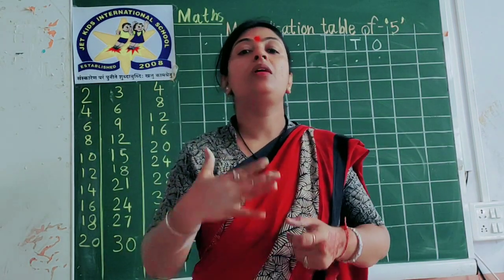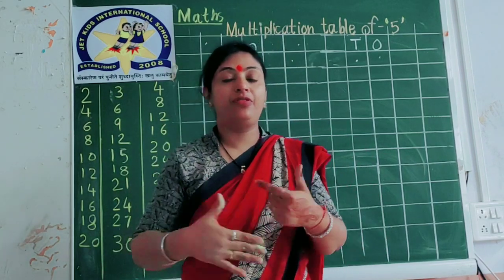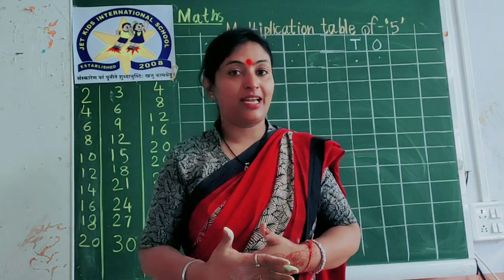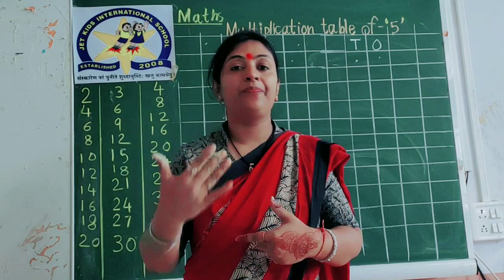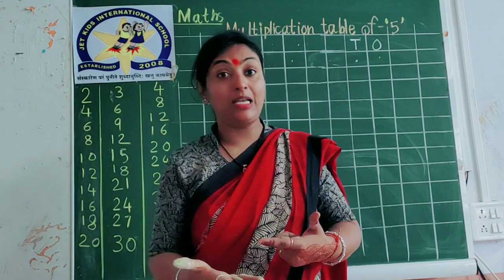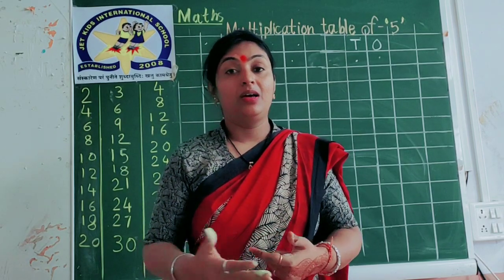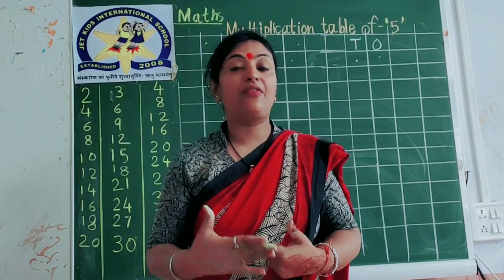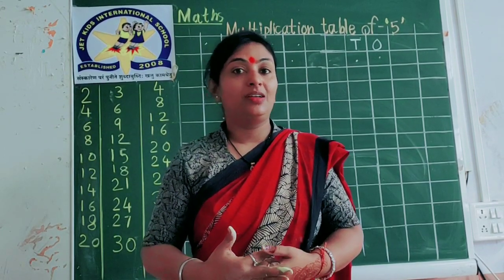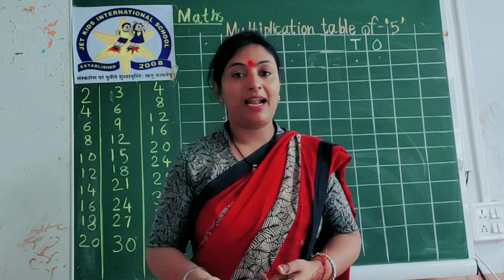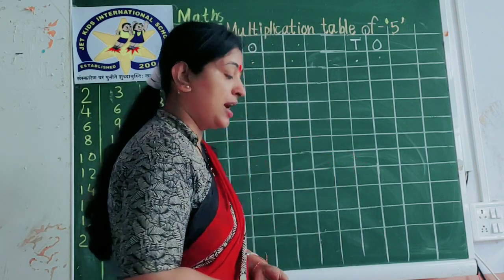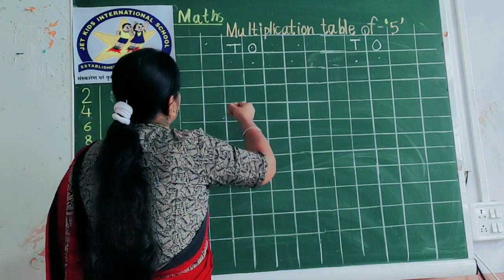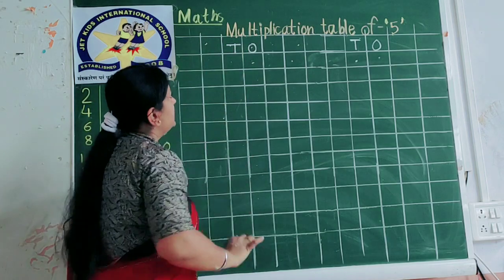So the table of 5 means the number increases by 5 each time, like we are adding 5 to 5. So 5 ones are 5, 5 twos are, 5 threes are, 5 fours are, 5 fives are, 5 sixes are, right? So let's have our table. Are you ready? Okay. So here put tens and ones, kids.